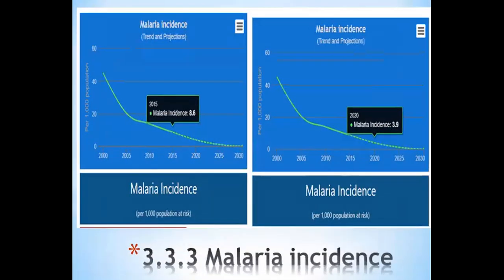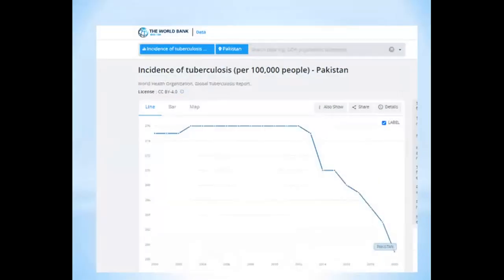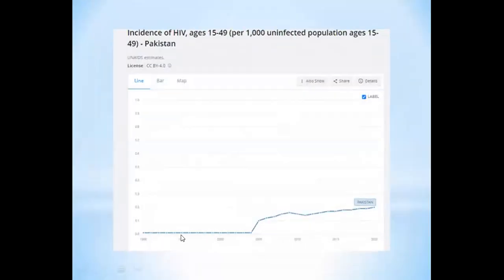Malaria incidence in 2015 it is 8.6, now it is reduced to 3.9. Incidence of tuberculosis increased to 274 cases in 2000, then it remains stagnant and then decreases also, and in 2020. Incidence of HIV, in 1990 it remains baseline, then increases in 2005, and then it is increasing from 2015 to 2020, but there is a slight reduction.